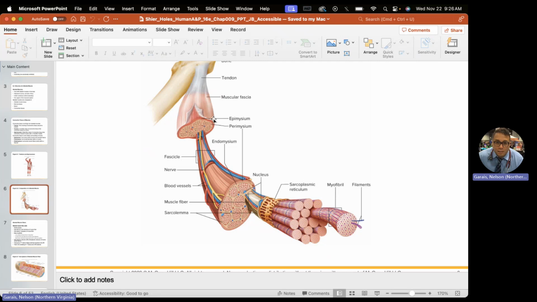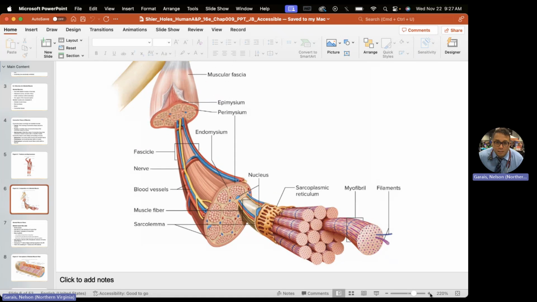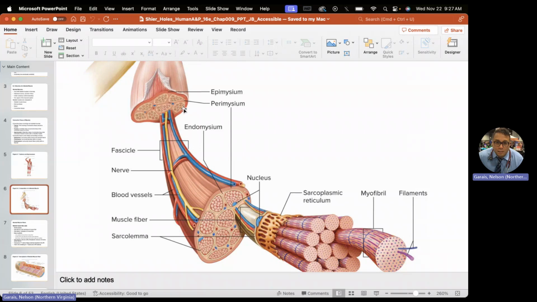So the muscle itself, right? The whole entire muscle, the big overall covering is the muscular fascia. But then right underneath that, let's see if we can get a real good close-up on this. If you see all these fascicles, they're all bundled together with the epimysium. Okay? So the epimysium covers a whole bunch of fascicles. And the perimysium covers the fascicle itself.